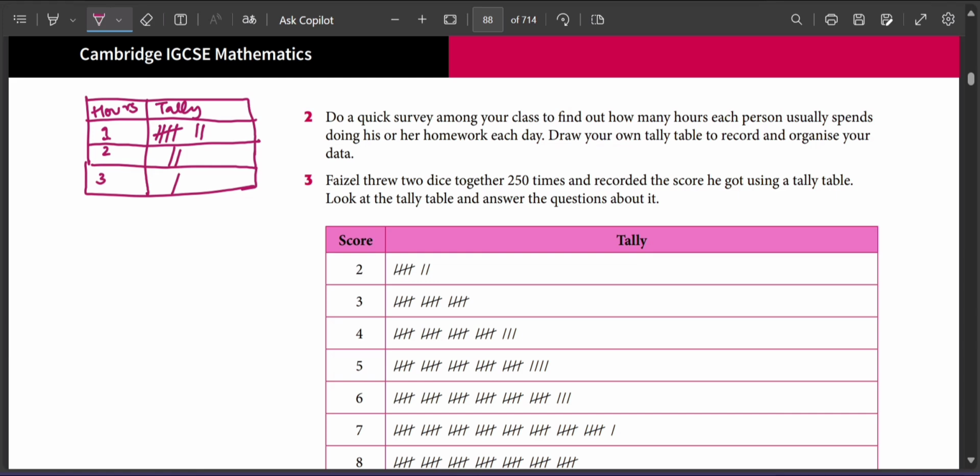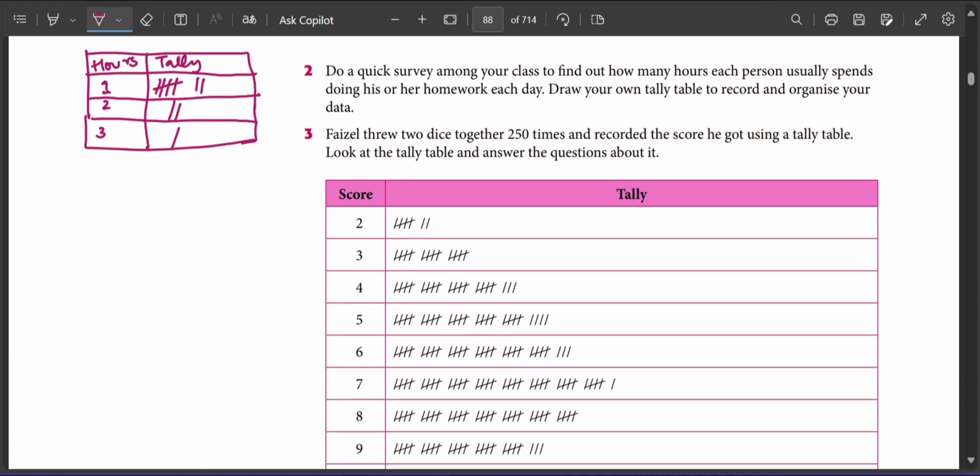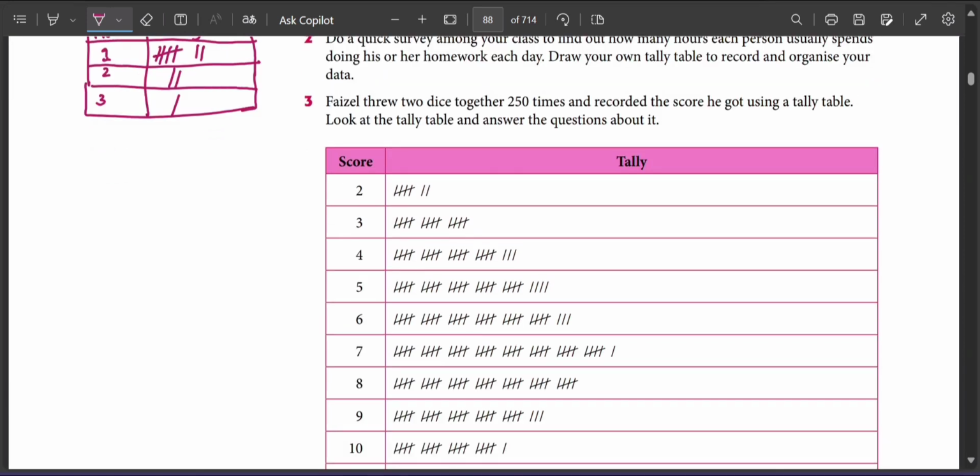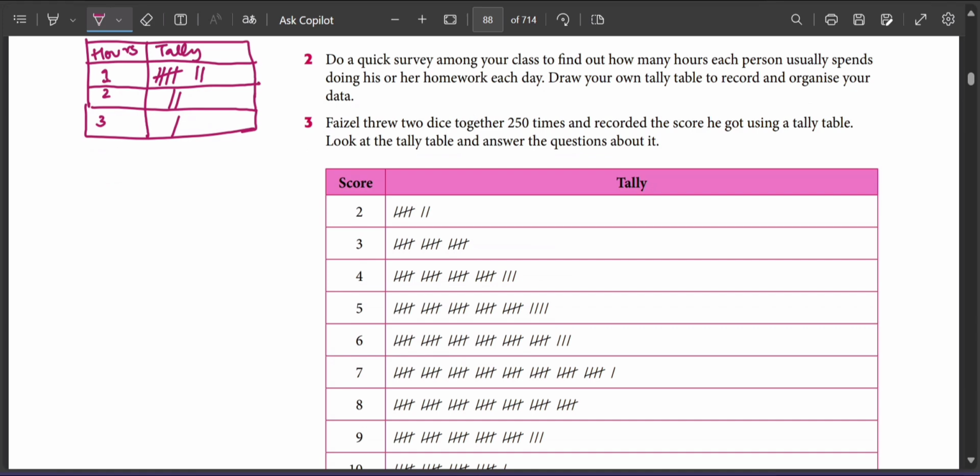क्वेश्चन नंबर 3, Faisal threw 2 dice together 250 times and recorded the score he got using a tally table. Look at the tally table and answer the questions about it. So what Faisal basically did was throw the 2 dice. Now we don't have 1 dice, we have 2 dice to consider, and he threw them 250 times. Now we need to answer the questions.